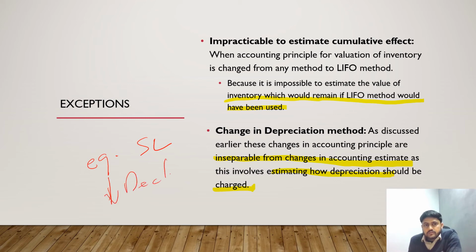In case of declining balance, in the earlier years you'll charge more depreciation, but in the later years the depreciation will reduce. So it is a change in accounting estimate, because you earlier estimated that it will depreciate equally, but now you are saying it will depreciate more in the earlier periods and less in the later stage. So this is a change in accounting estimate, and hence in these cases also the changes should be accounted for on a prospective basis only.